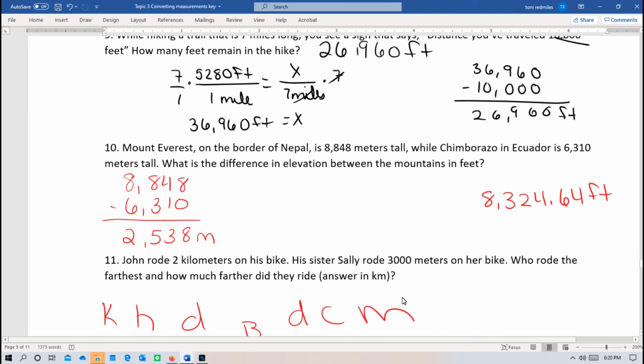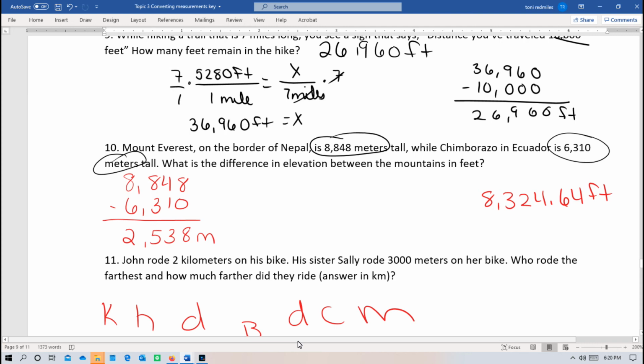Mount Everest on the border of Nepal is 8,848 meters tall, while Chimborazo on the equator is 6,310 meters tall. What is the difference of elevation between the two mountains in feet? And I kind of put this over here because the smartest way of going about it, though you didn't have to go about it this way, you could have converted both things, and that would be just as smart. Honestly, it would actually be a fairer conversion. You could have converted both of those to feet, then subtracted them. But I decided to subtract them first and get 2,538 meters.